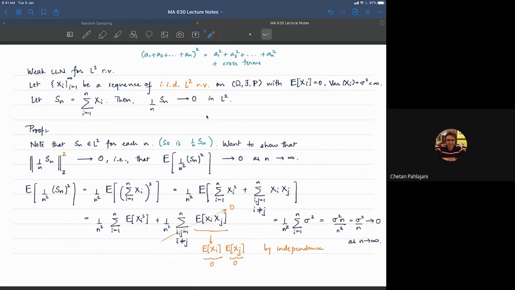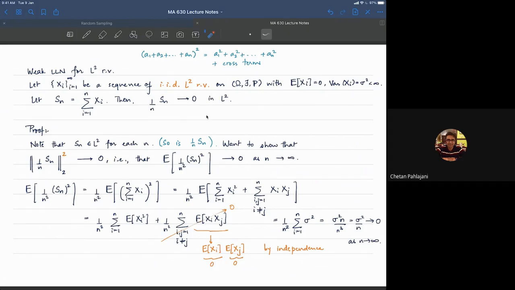Now it turns out that for this, you can also prove a strong law of large numbers. And all you need actually is that you don't even need the random variables to be L2. But you have seen in math, the more assumptions you put, the easier it is to prove something. The fewer assumptions you put, the harder it is to prove something.